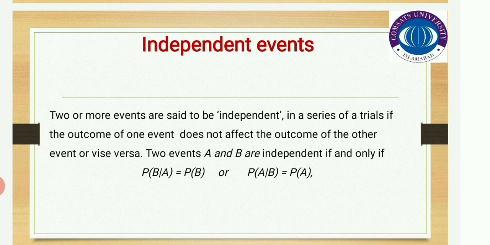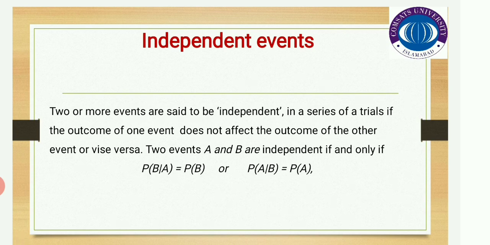Here we have written that probability of B given A is equal to probability of B. Probability of B given A means you have to find the probability of B given that A has already occurred. But if A and B are independent events, then whether A occurs before the event B or not, it will not affect B because both are independent events.